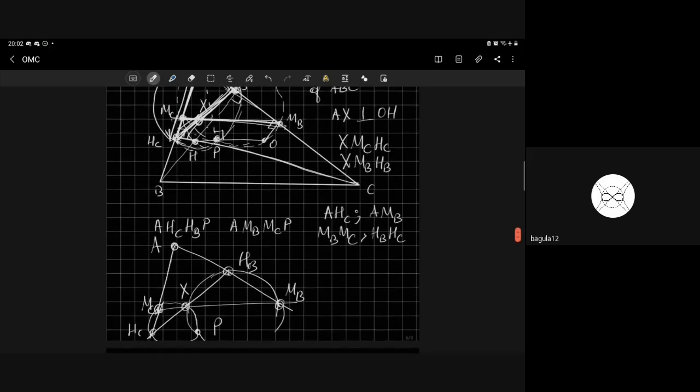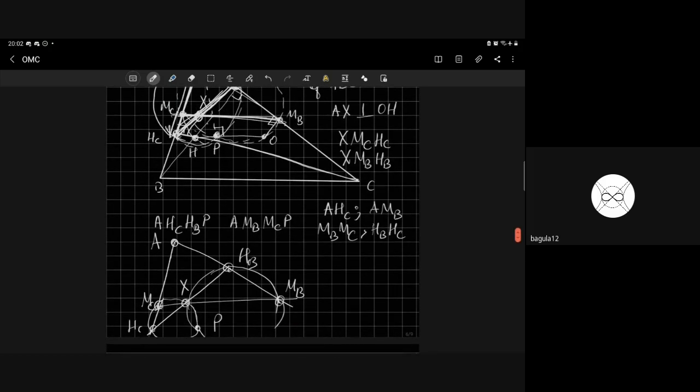So one thing is now MB, MC, HB, HC is cyclic. Correct. This is just the 9-point circle. Does that make sense?